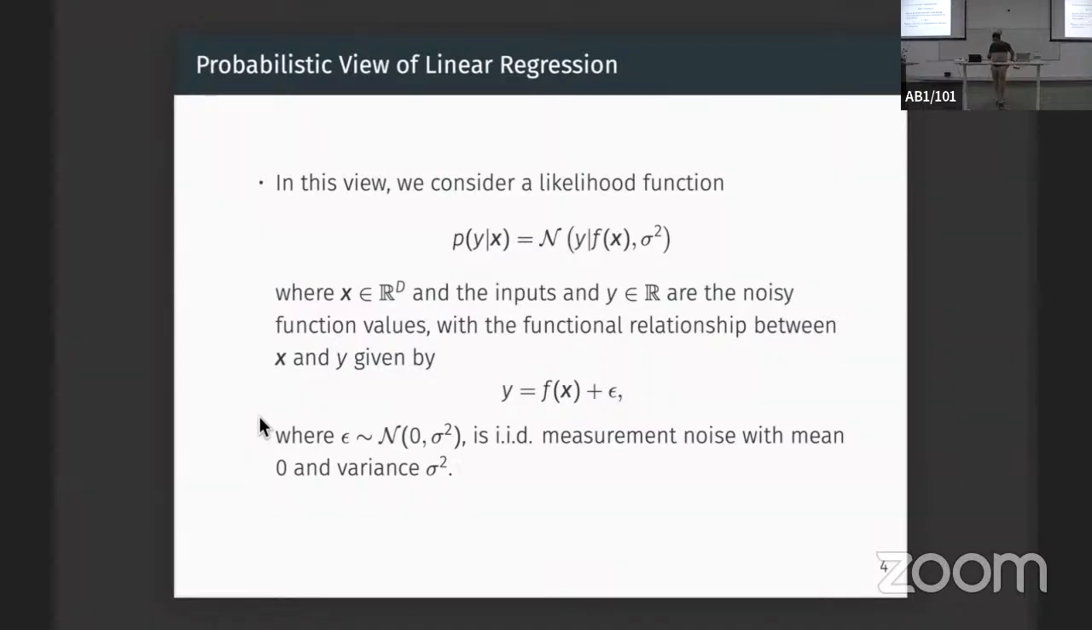Okay, so we'll resume where we stopped just a few minutes back. We write y is equal to f(x) plus epsilon. Epsilon is normally distributed with mean 0 and variance sigma squared. It's IID measurement noise, right? So we also can then write p of y given x to be normally distributed with mean f(x) and variance sigma squared, right? This is what we had already in the previous lecture.